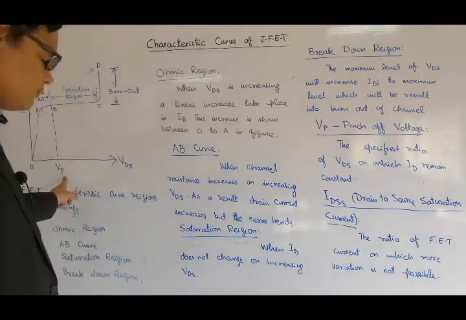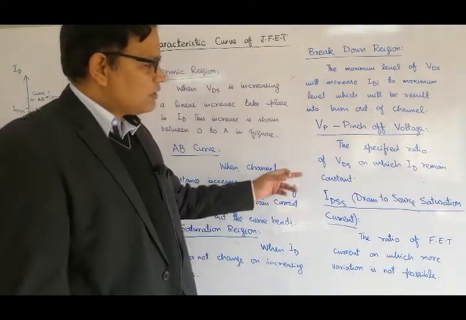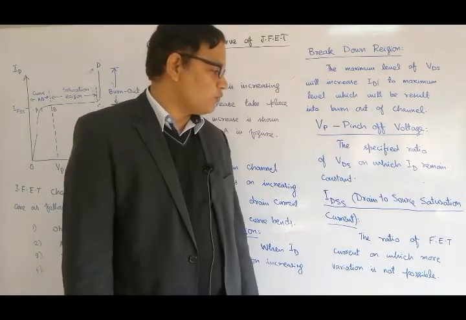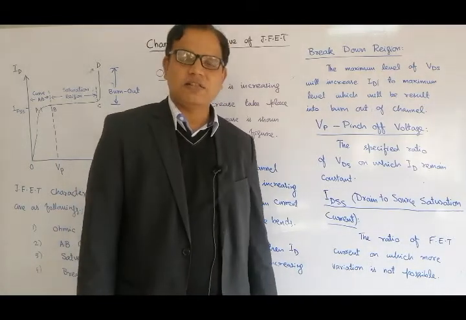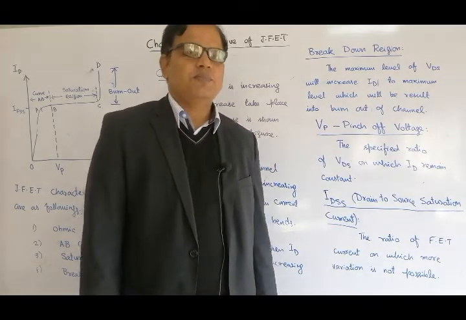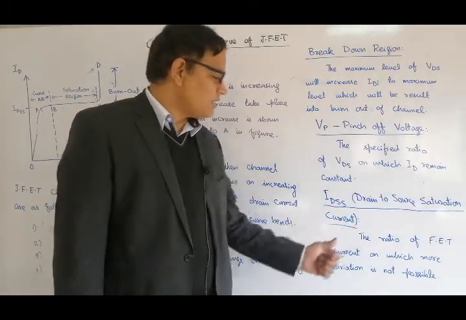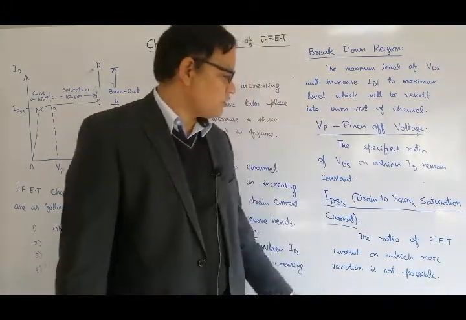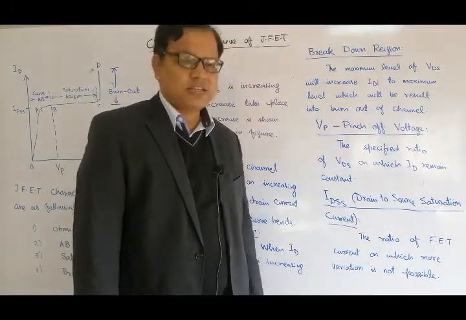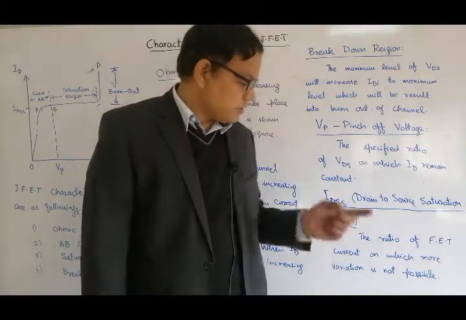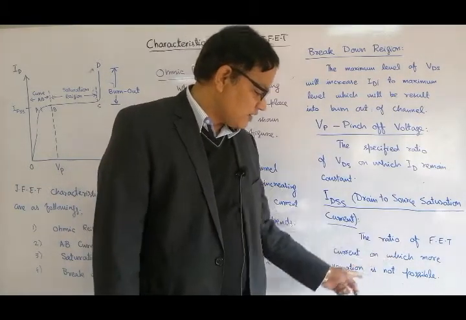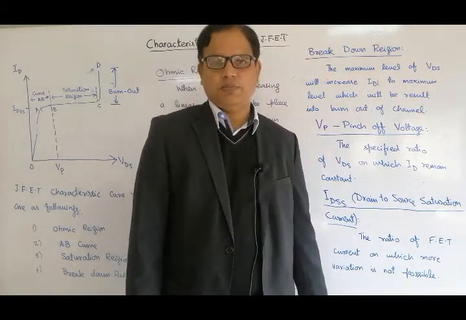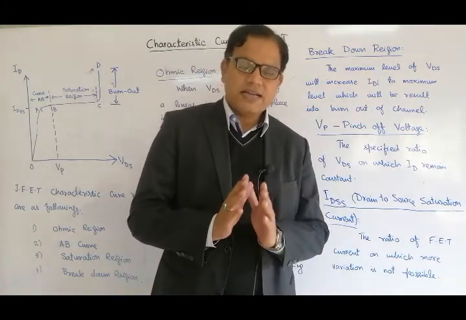VP, we have seen this VP position. VP is basically the pinch off voltage, the specified drain to source voltage at which the drain current remains constant. That is called the pinch off voltage. What is IDSS? IDSS is the abbreviation of drain to source saturation current, the field effect transistor current at which more variation or change is not possible. This is called IDSS.